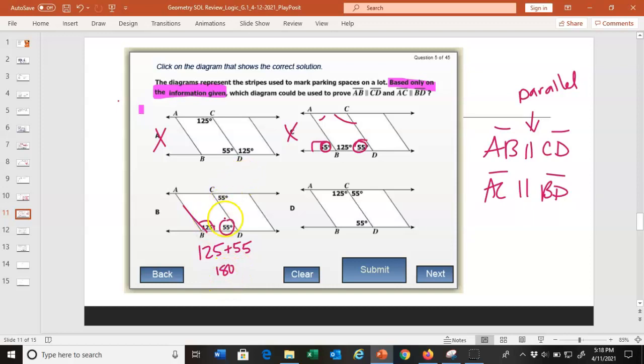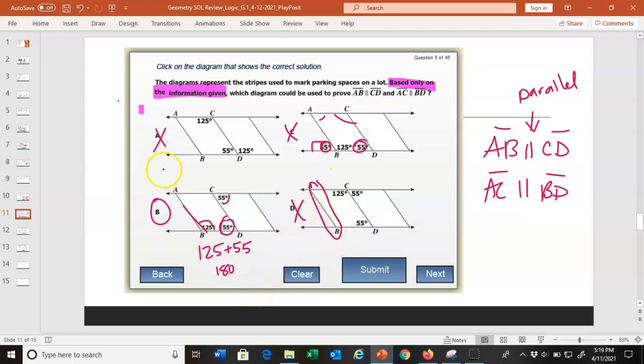Let's check AC and BD. Ooh, we have an angle on AC, and we have angles on BD, so let's check. And sure enough, look, these are alternate interior angles. So yes, they are both parallel. Let's check D just to be sure. You look at D, oh, look at D. There are no angle measures on line AB, none.